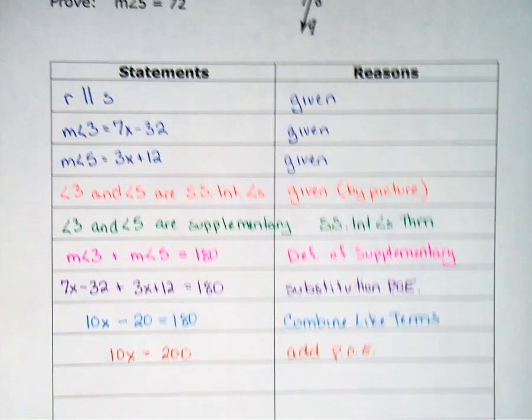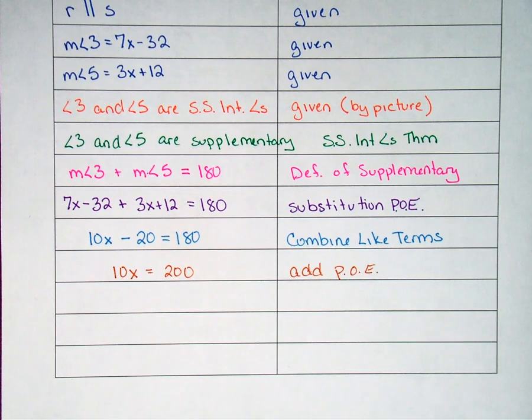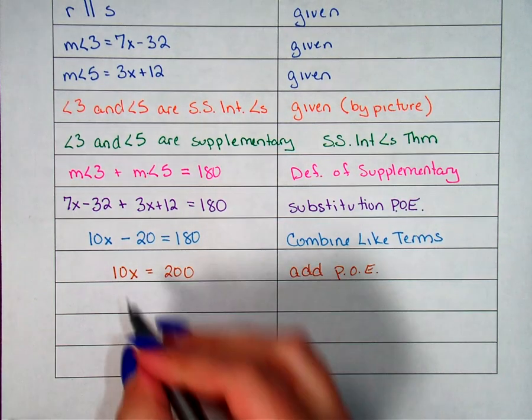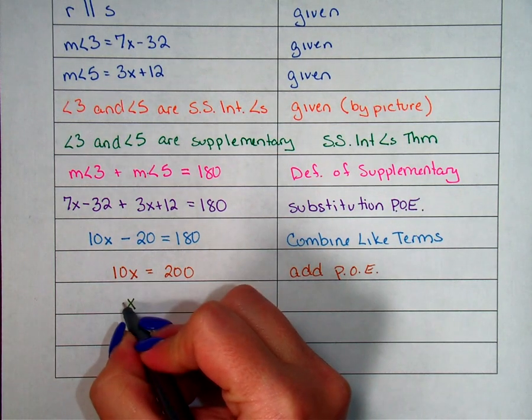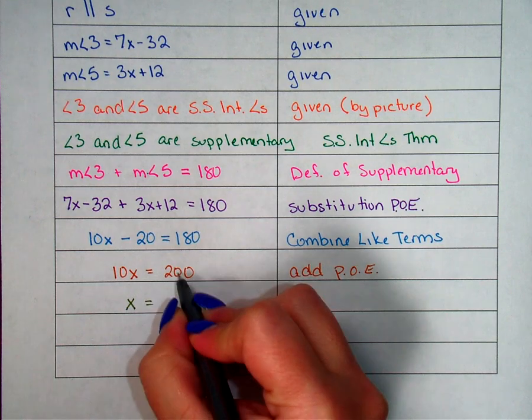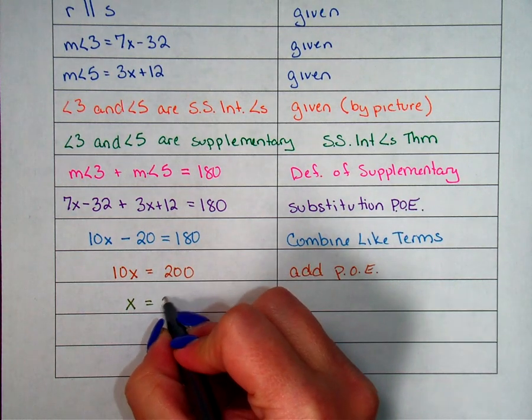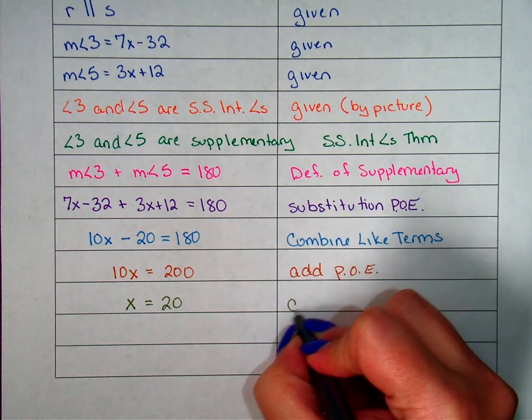Okay, we're almost done. Divide both sides by 10, right? So I can figure out what x is. If I divide both sides by 10, x equals 10 divided by 10 is just 1. 200 divided by 10 is 20. Division property of equality.